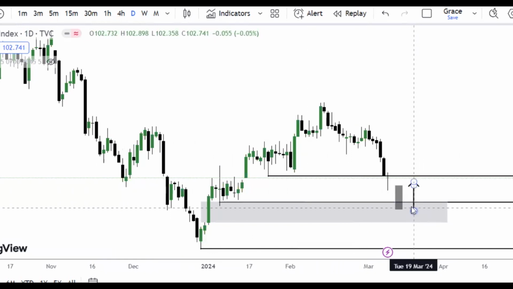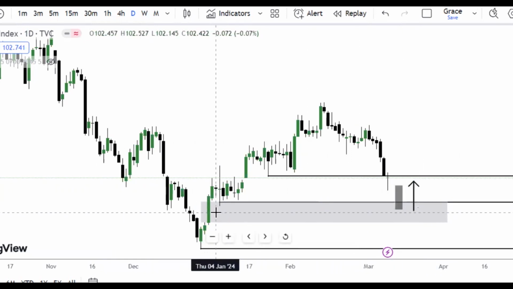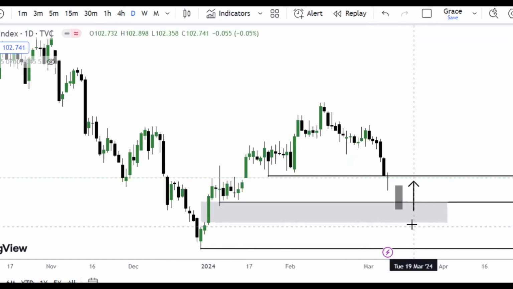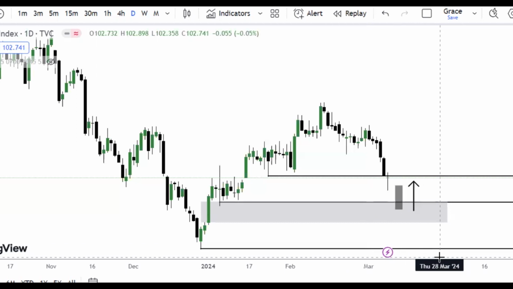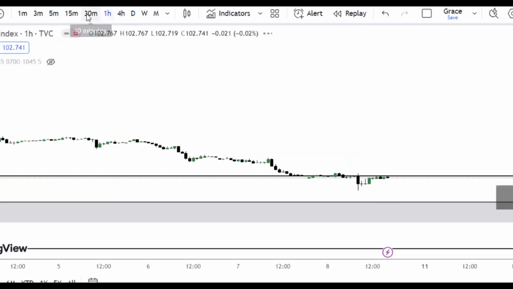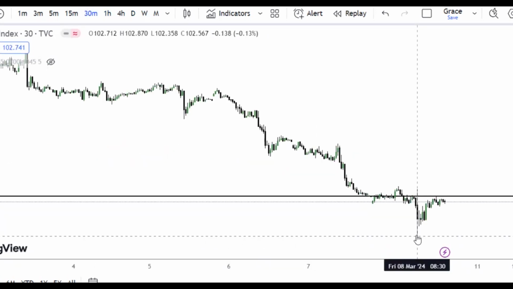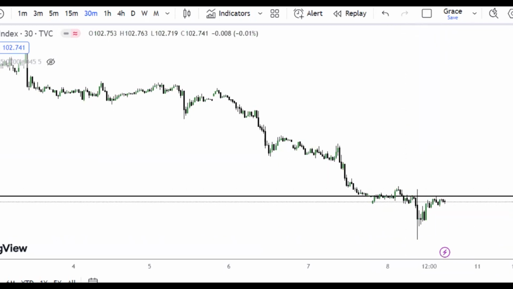So we may see something like a bullish candle here, like a reaction from this point of interest. This is a fair value gap point of interest. So it's not going to be selling candle, selling candle, selling candle to the downside. Remember, your entry is lower, usually the 1 hour time frame or 30 minutes time frame. So every fair value gap is a point of interest. Then every buy side, sell side liquidity, every high or low is a buy side, sell side liquidity.